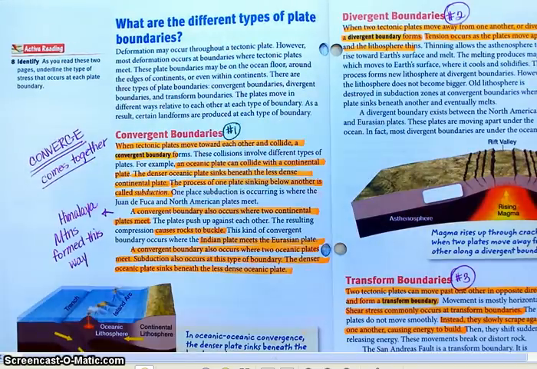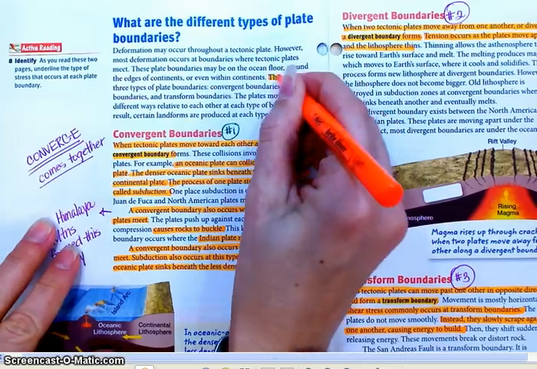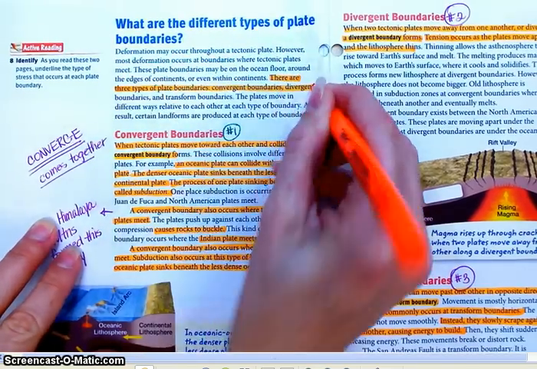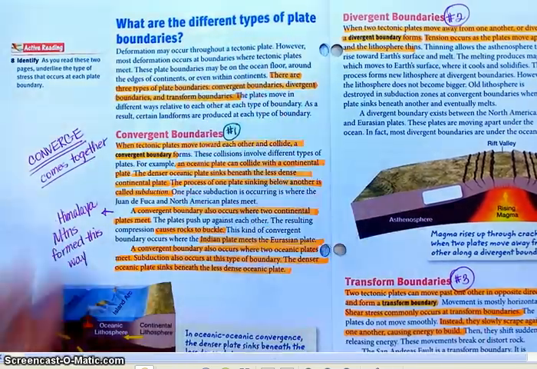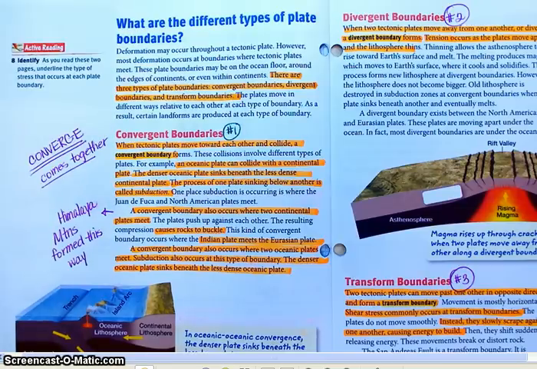Well, deformation may occur throughout a tectonic plate. However, most of the deformation occurs at boundaries where tectonic plates meet. These plate boundaries may be on the ocean floor, around the edge of continents, or even within continents. There are three types of plate boundaries: convergent boundaries, divergent boundaries, and transform boundaries. The plates move in different ways relative to each other at each type of boundary. As a result, certain landforms are produced at each type of boundary.